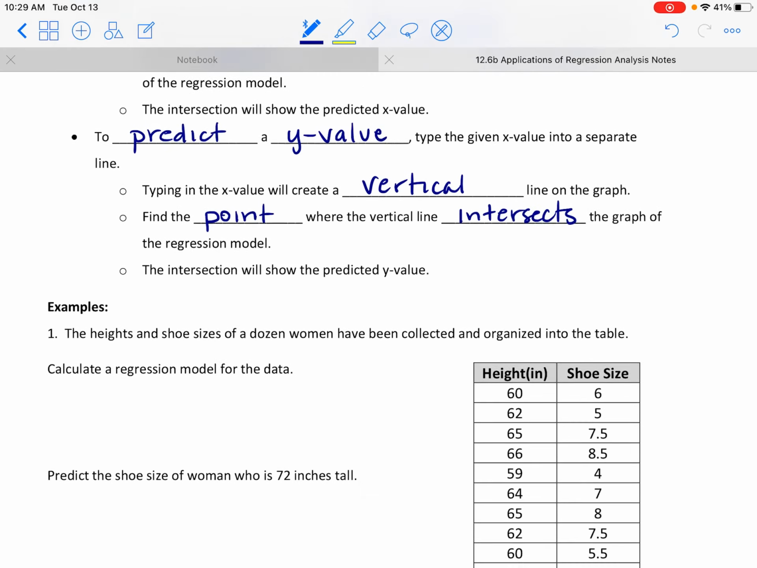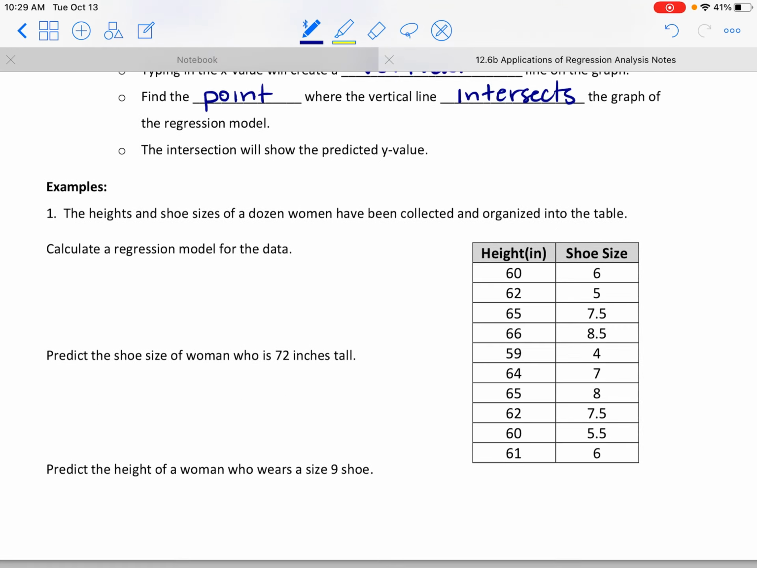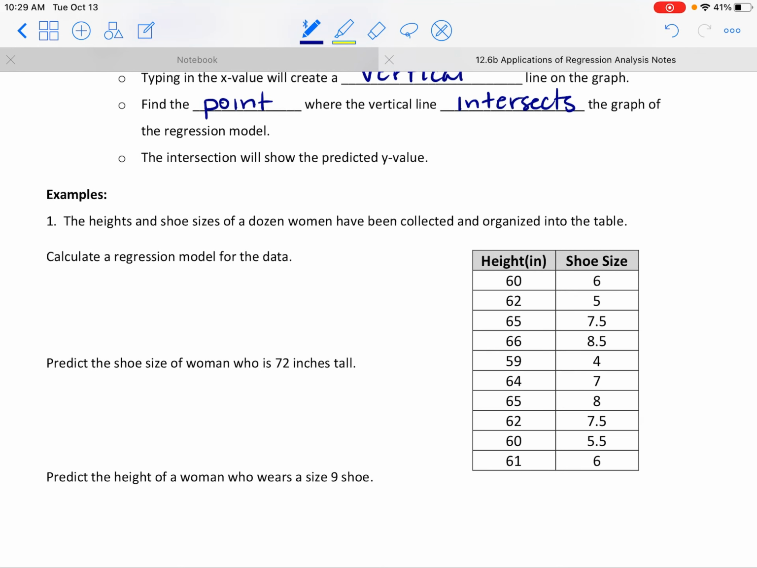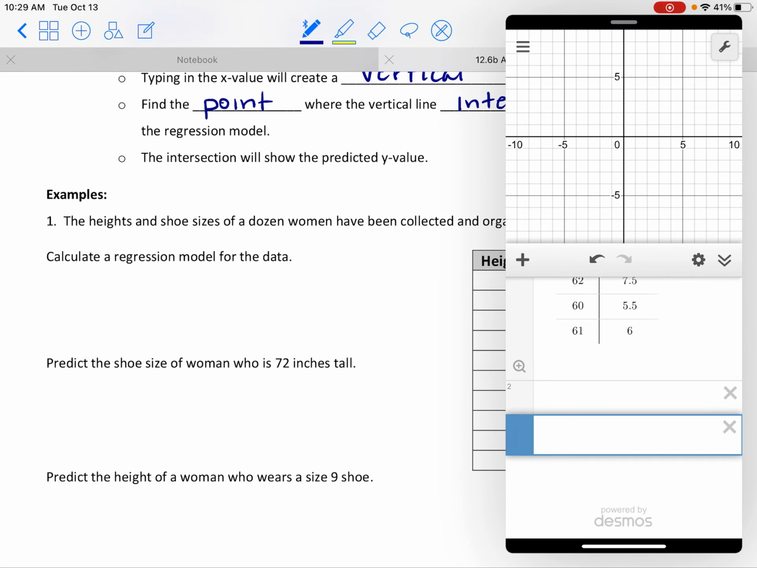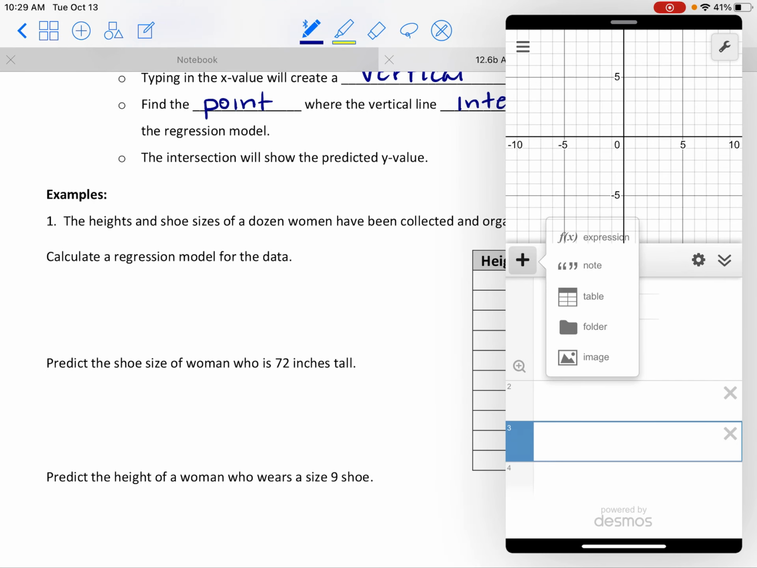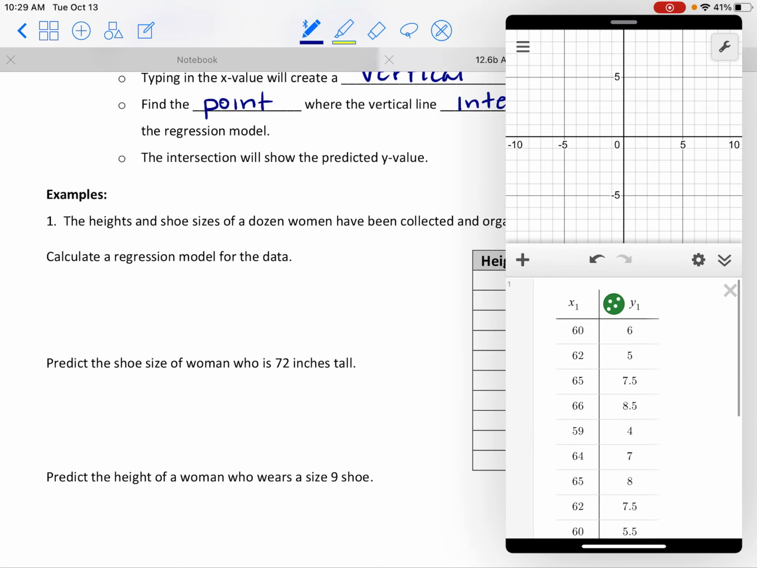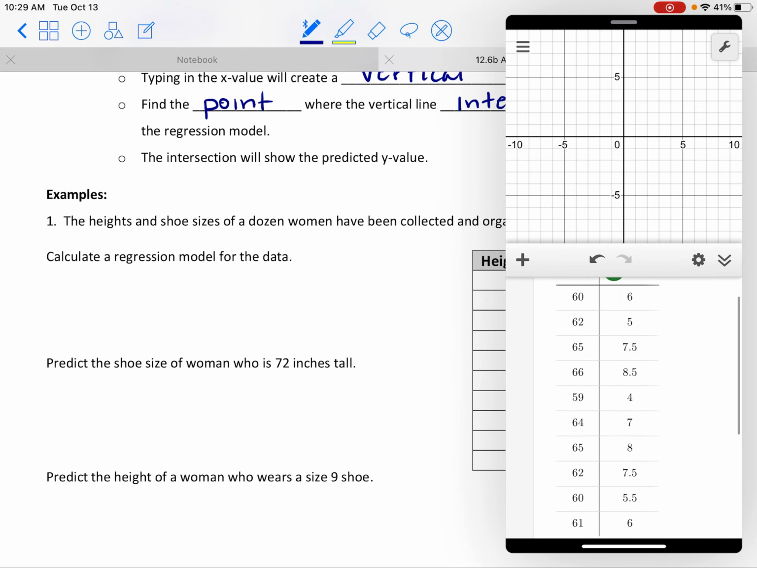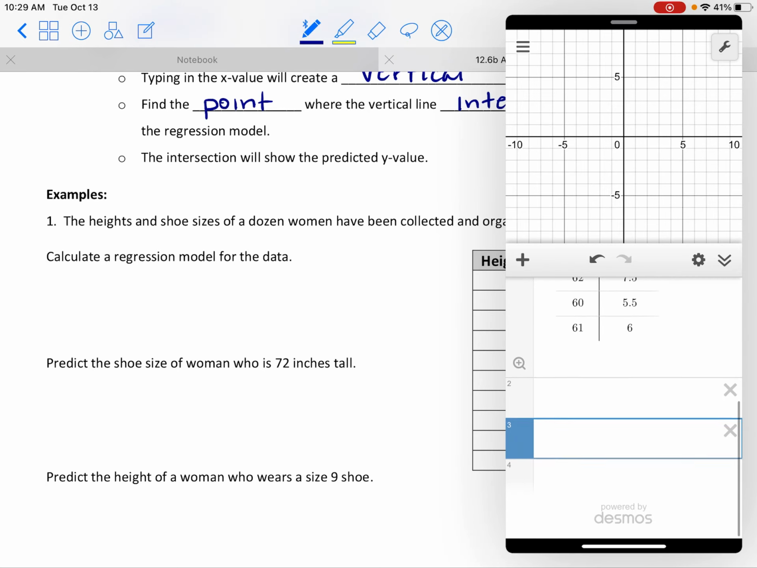Okay, so here is an example. It says that the heights and shoe sizes of a dozen women have been collected and organized into the table. The first thing we're going to do is calculate a regression model for the data. Remember, we're going to go into Desmos, and we would normally be hitting the plus sign to add our table, but I've already typed this one in there. So you add your table and you type all the data in.